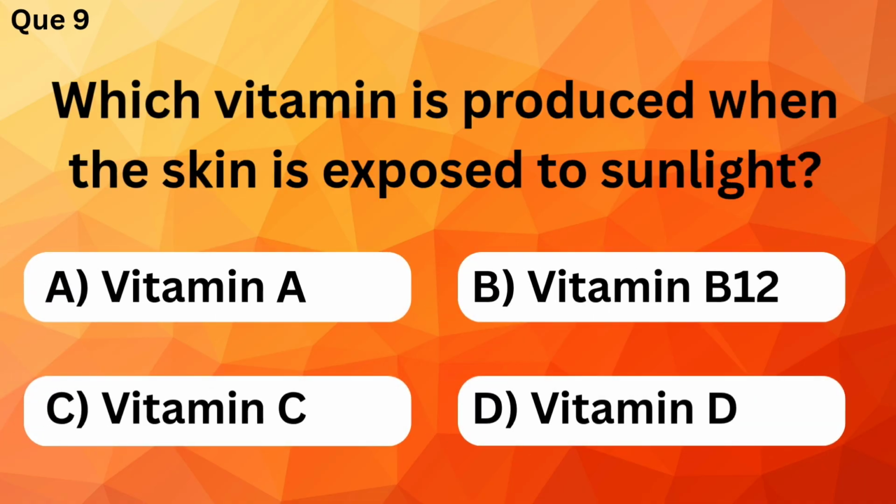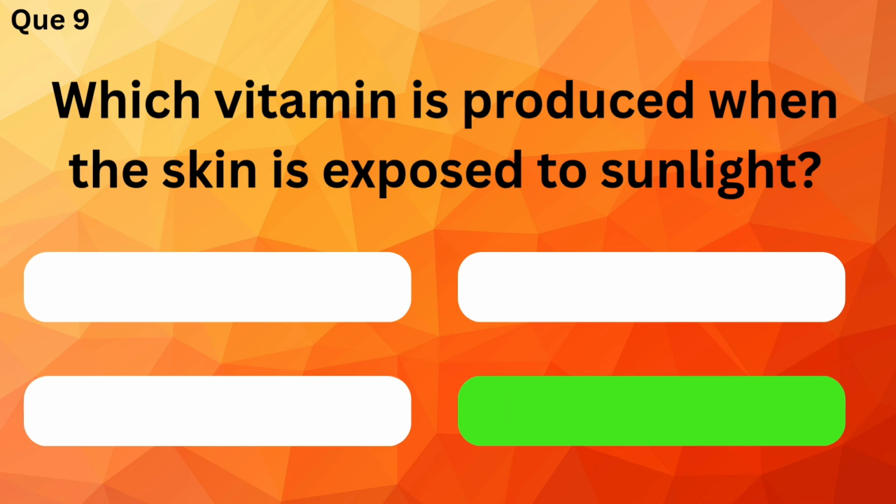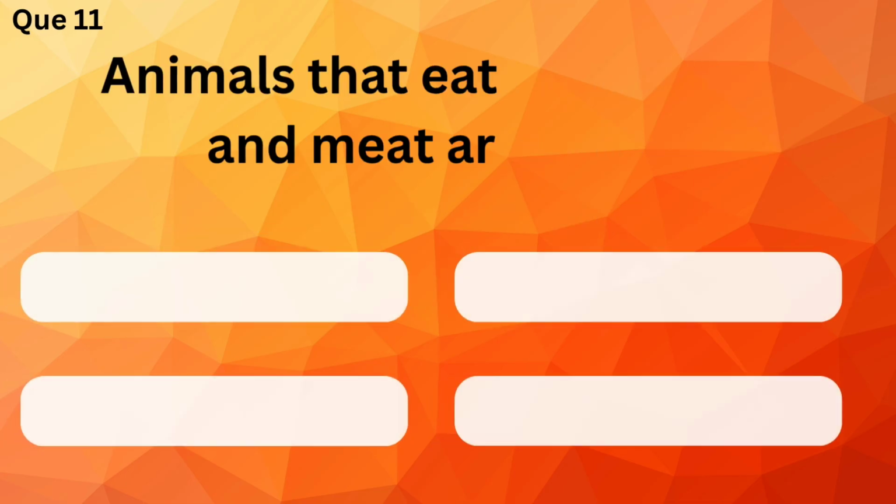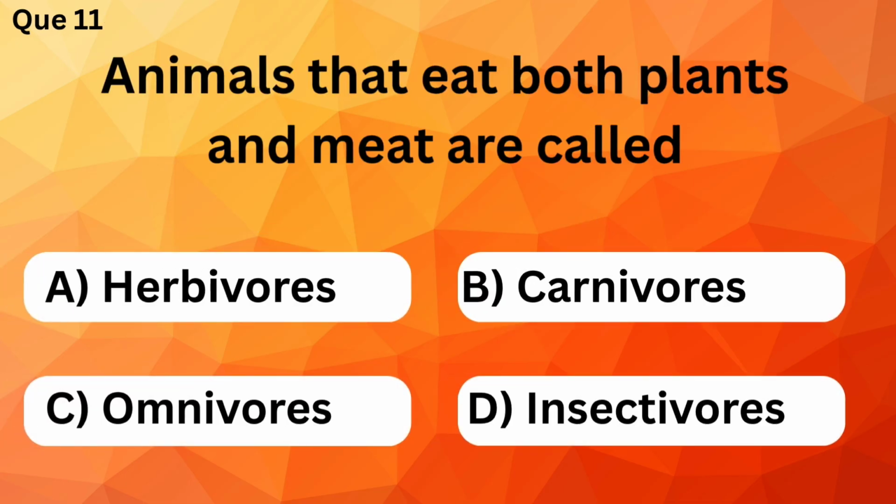Which vitamin is produced when the skin is exposed to sunlight? D. Vitamin D. What is the name of the long pipe that shifts food from the mouth to the stomach? B. Esophagus. Animals that eat both plants and meat are called?